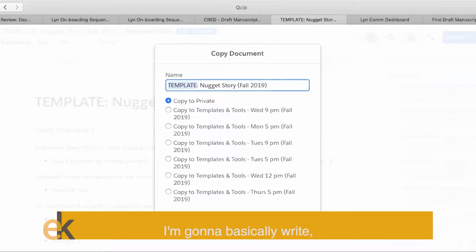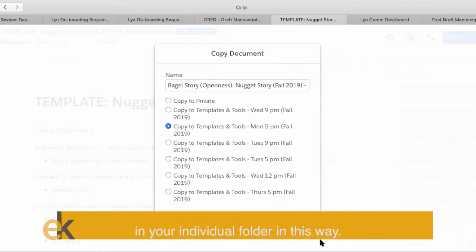I'm going to write bagel story, openness, Nugget writing, fall 2019. I'm going to put this as Eric Koester, example. All right, I'm going to put this back in the folder so you can see it, but you would put this in your individual folder in this way.